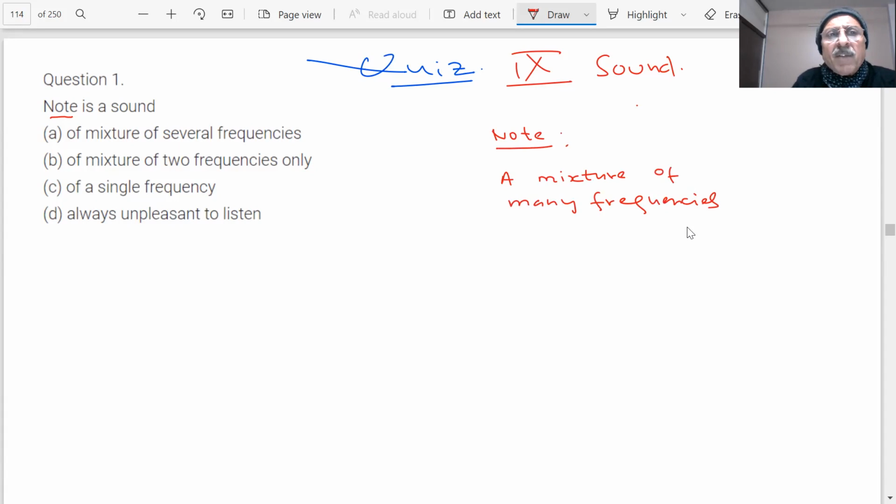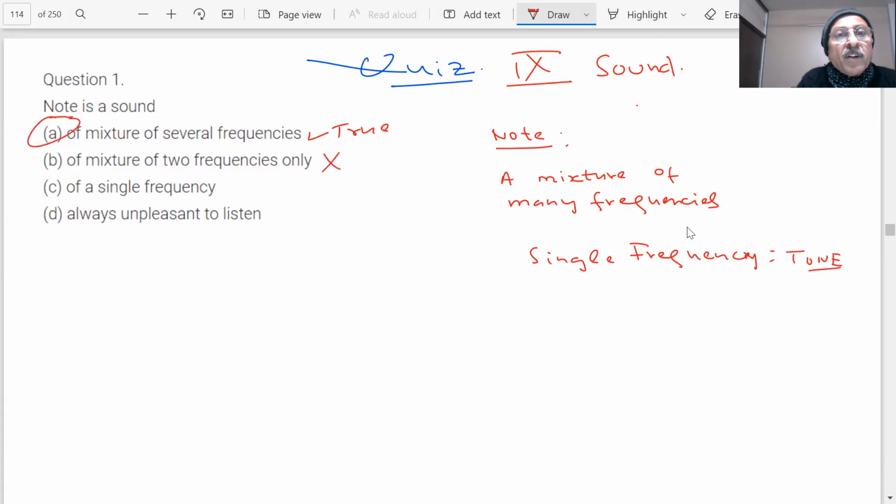What other definitions were given when we were discussing sound? Mixture of many different frequencies when we observe. If we have a single frequency, what do we call it? Tone. Single frequency we call tone. So this was discussed, student. The question is, note is a sound, a mixture of several frequencies. Is that the right answer? Yes, sir. That is true.